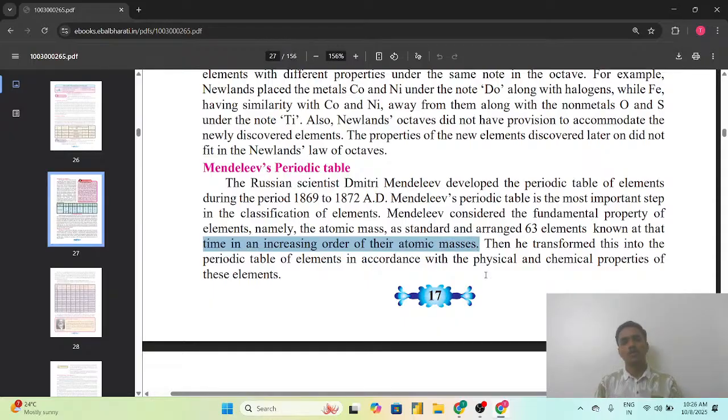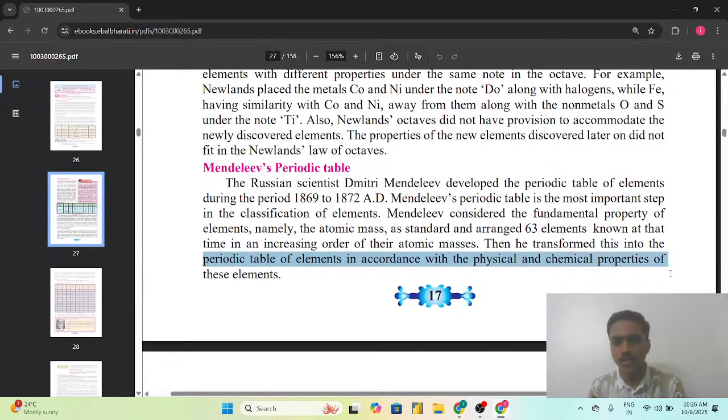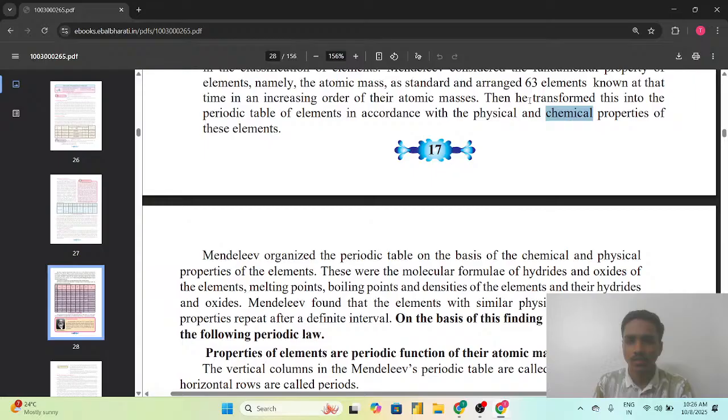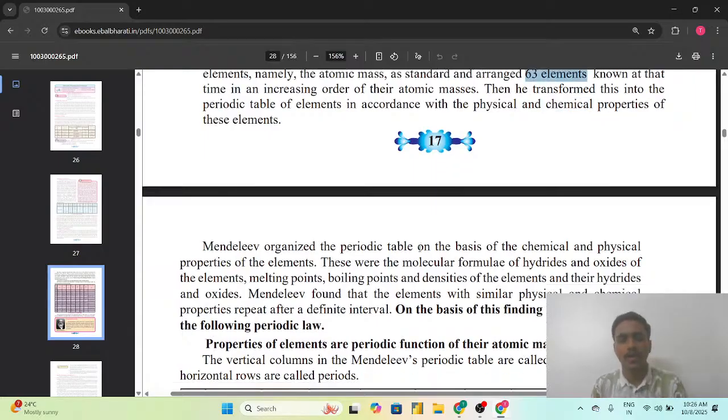तो मेंडेलीव ने क्या सोचा कि चलो क्यों ना जो भी 63 एलिमेंट्स उस टाइम नोन थे, उन्होंने सोचा कि एटॉमिक मास एज द फंडामेंटल प्रॉपर्टी यूज करके सारे एलिमेंट्स को उनके इंक्रीजिंग एटॉमिक मासेस के हिसाब से अरेंज कर देते. Then he transformed this into the periodic table of the elements according to their physical and chemical properties. तो उन्होंने एलिमेंट्स के फिजिकल एंड केमिकल प्रॉपर्टीज के बेसिस पे उनके एटॉमिक मासेस को ध्यान में रखते हुए उनको इंक्रीजिंग ऑर्डर में अरेंज कर दिया. And he classified all the 63 elements known at that time.